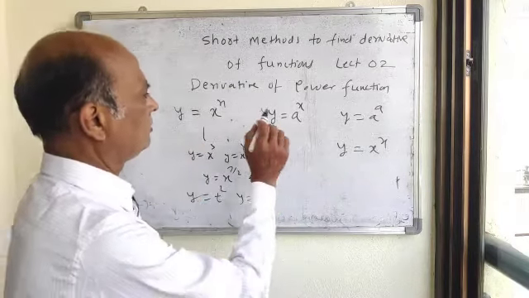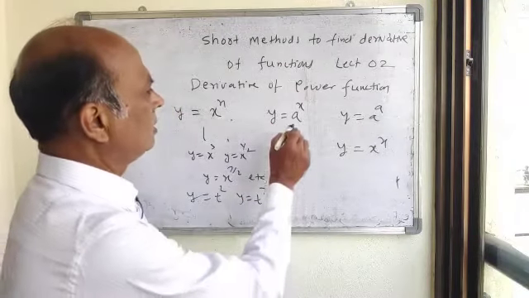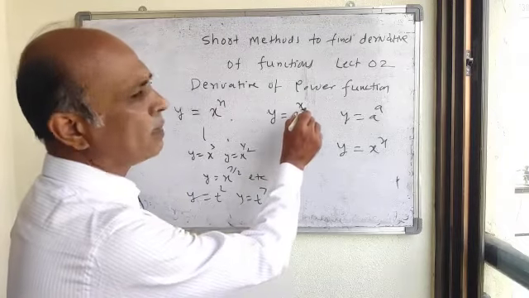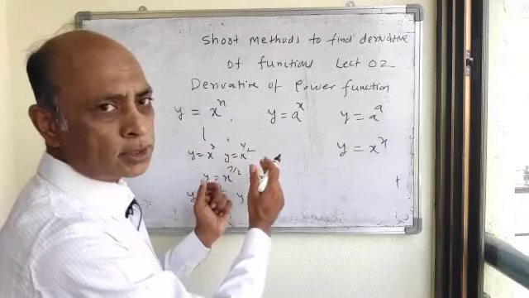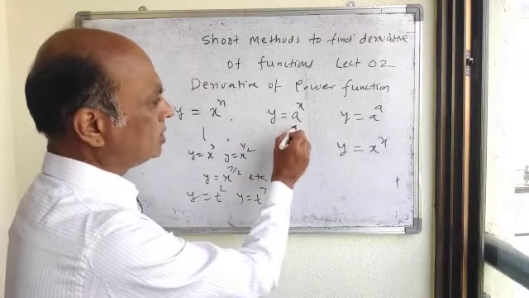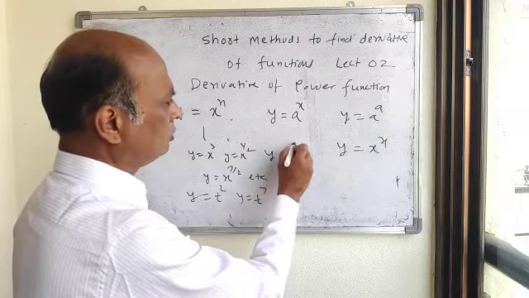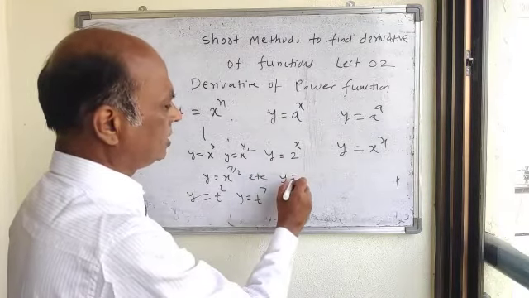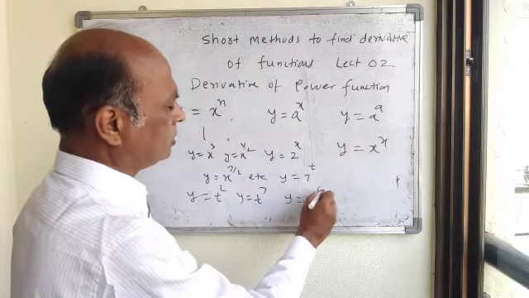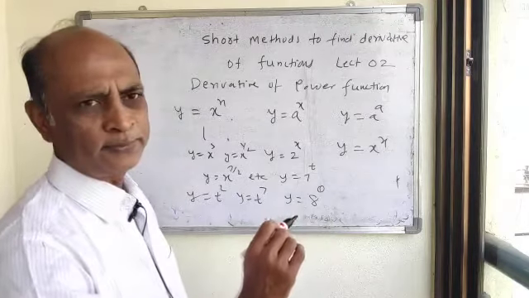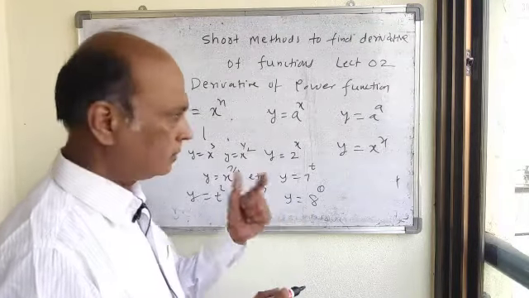Now here see, this is y is equal to e to the power x. Here base is constant and power is variable. There is a difference between these two functions. For example, y is equal to 2 to the power x, or y is equal to 7 to the power t, or y is equal to 8 to the power theta, etc. Base is constant, power is variable.